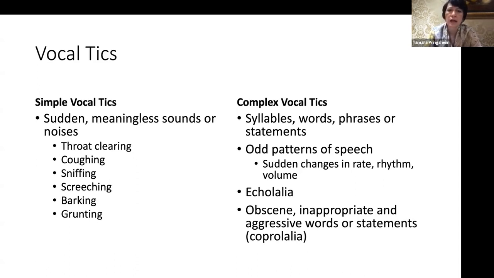You can also see changes in the pattern of speech. So some people will have to really enunciate the first syllable of a word or certain letters. They also may change the volume of their voice. When people repeat the words that they hear of others, we call that echolalia. And when there are obscene, inappropriate, or aggressive words or statements, we call that coprolalia. I think coprolalia is probably the most famous feature of Tourette syndrome, but we only see this feature in approximately 10% of patients.